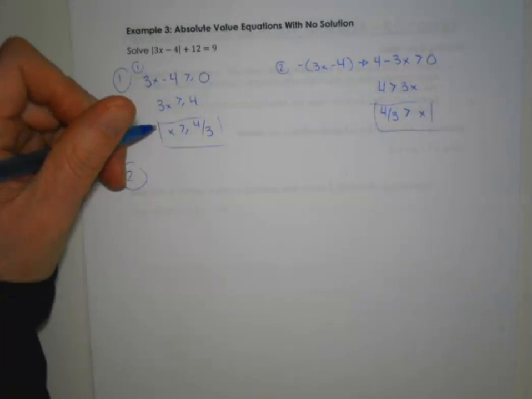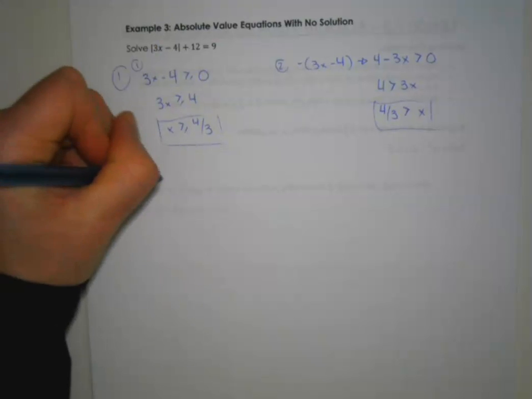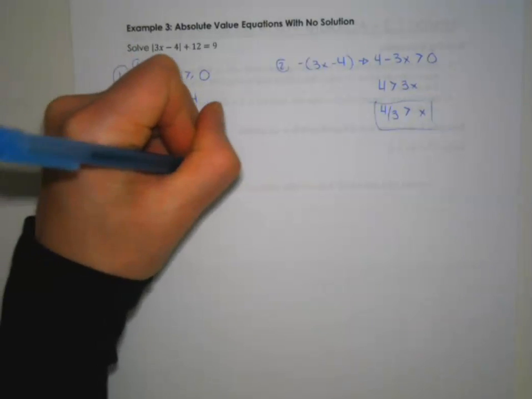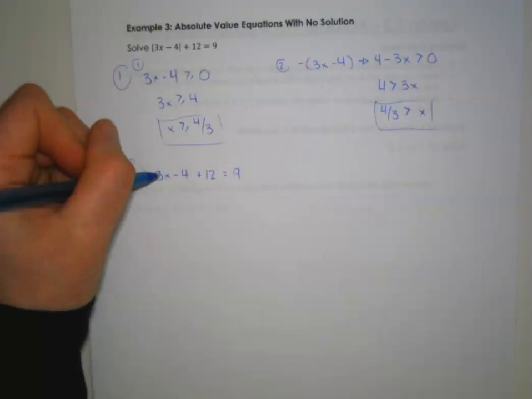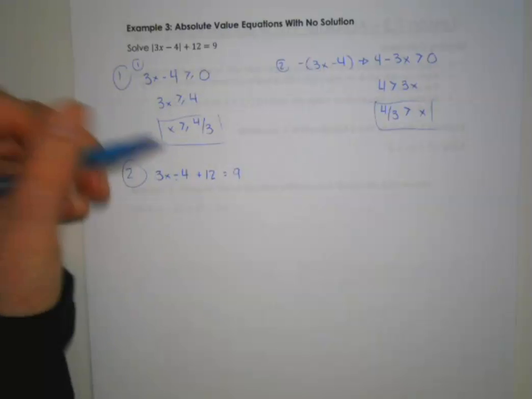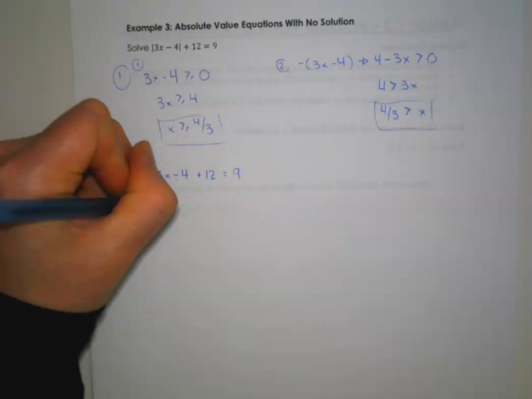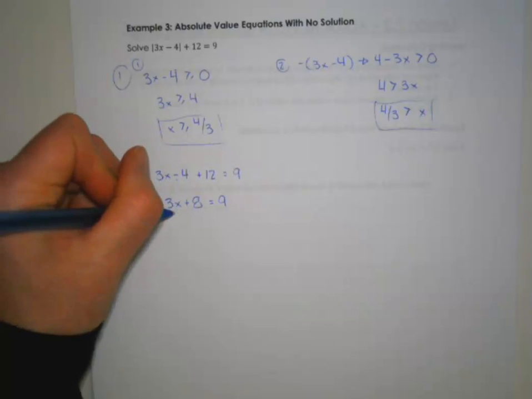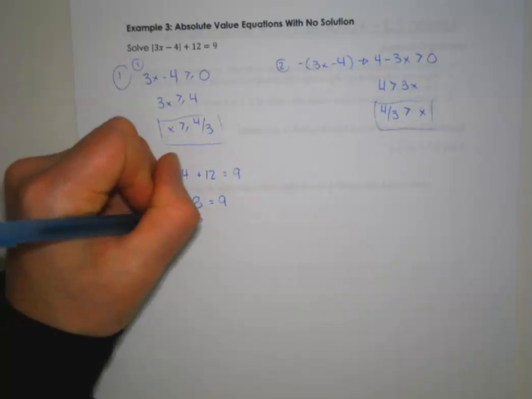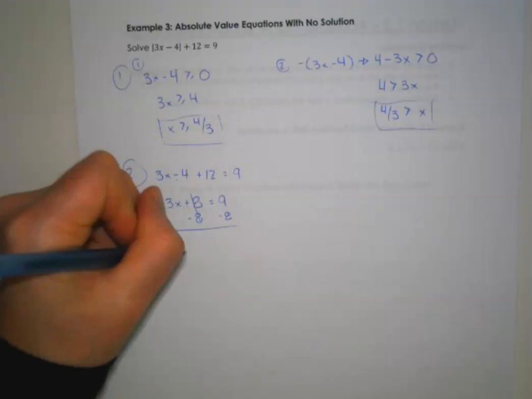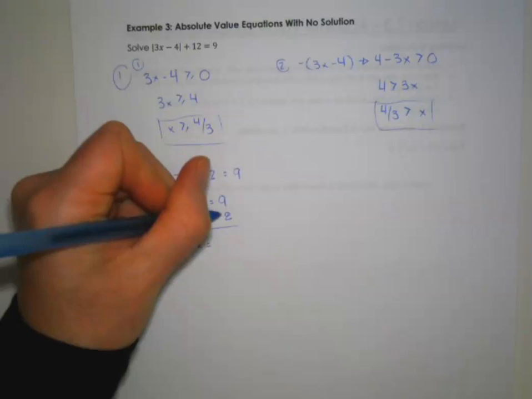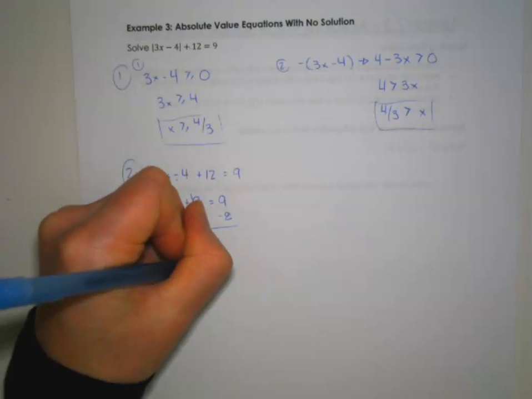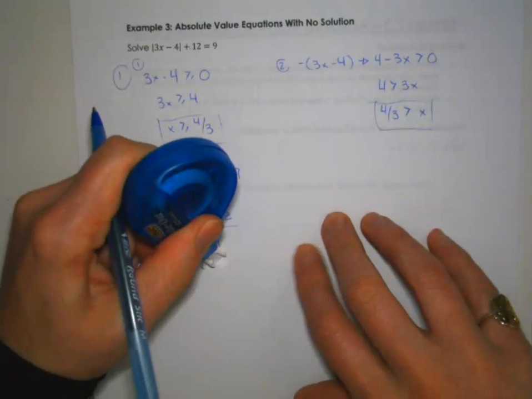Solving for x, we're going to have 3x minus 4 plus 12 is equal to 9. Then combine the like terms. So negative 4 plus 12 is plus 8. So 3x plus 8 equals 9. And then we want to start isolating our x. So we subtract 8 from both sides, which means we're going to have 3x equals 9 minus 8, which is 1. So x is going to be equal to, we need to divide the 3 out of both sides, so that's going to give us 1/3.